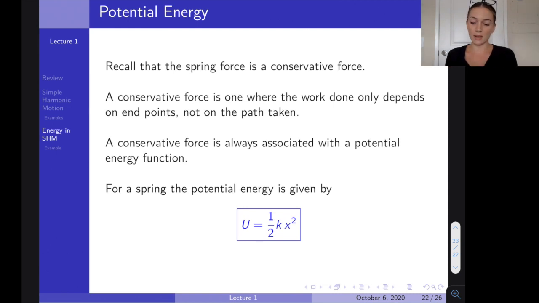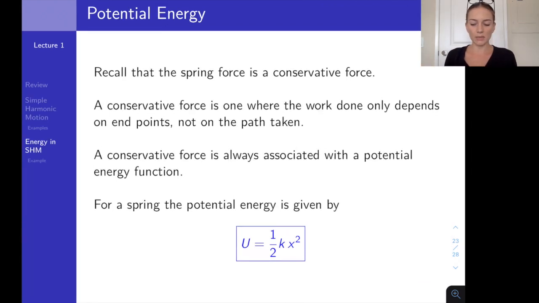Friction is your classic example of a non-conservative force because the work done by friction does depend on the path. If you zigzag something around, friction is going to end up taking a lot more energy out of that system than if you just slide it in a straight line. Another thing about conservative forces is that they're always associated with a potential energy function. You saw this in 7D when you did the electrostatic force. There was a potential associated with that, right? So all conservative forces have a potential function associated with them, and the spring force is no different.